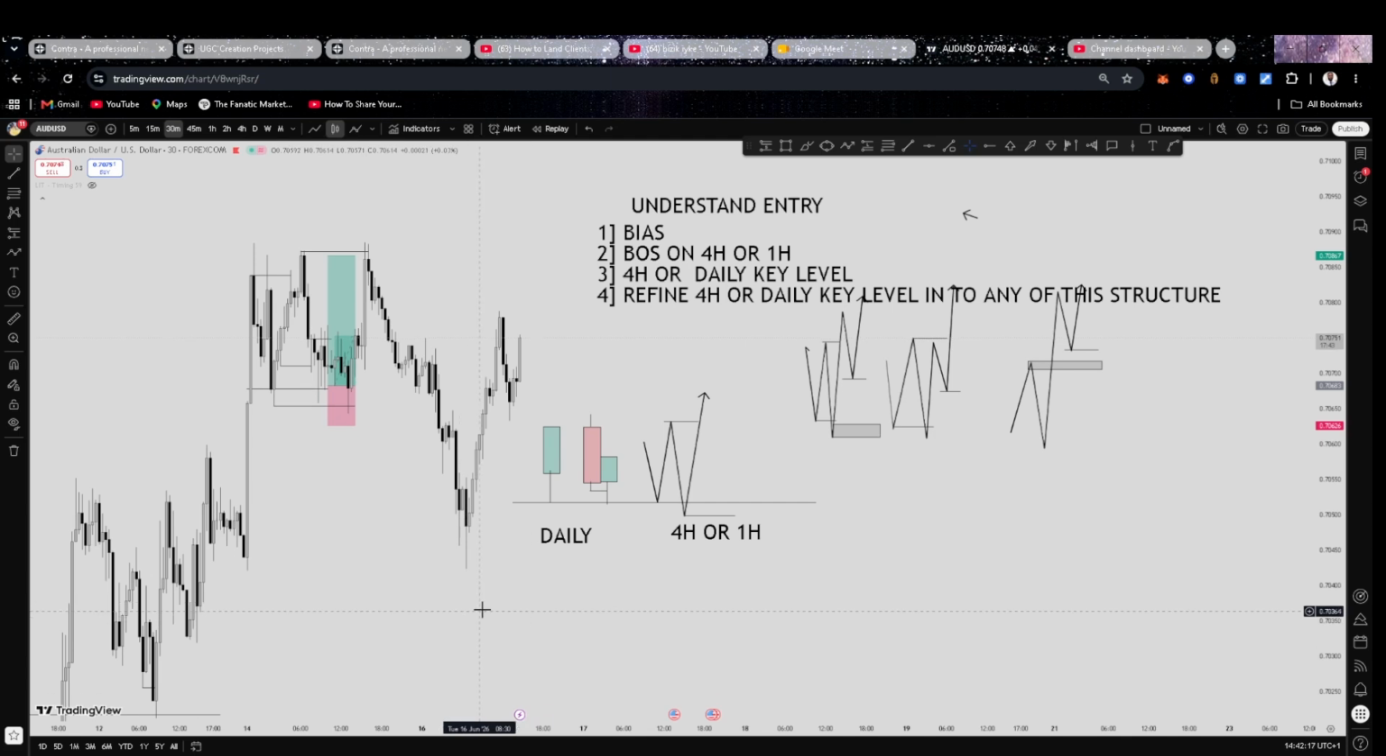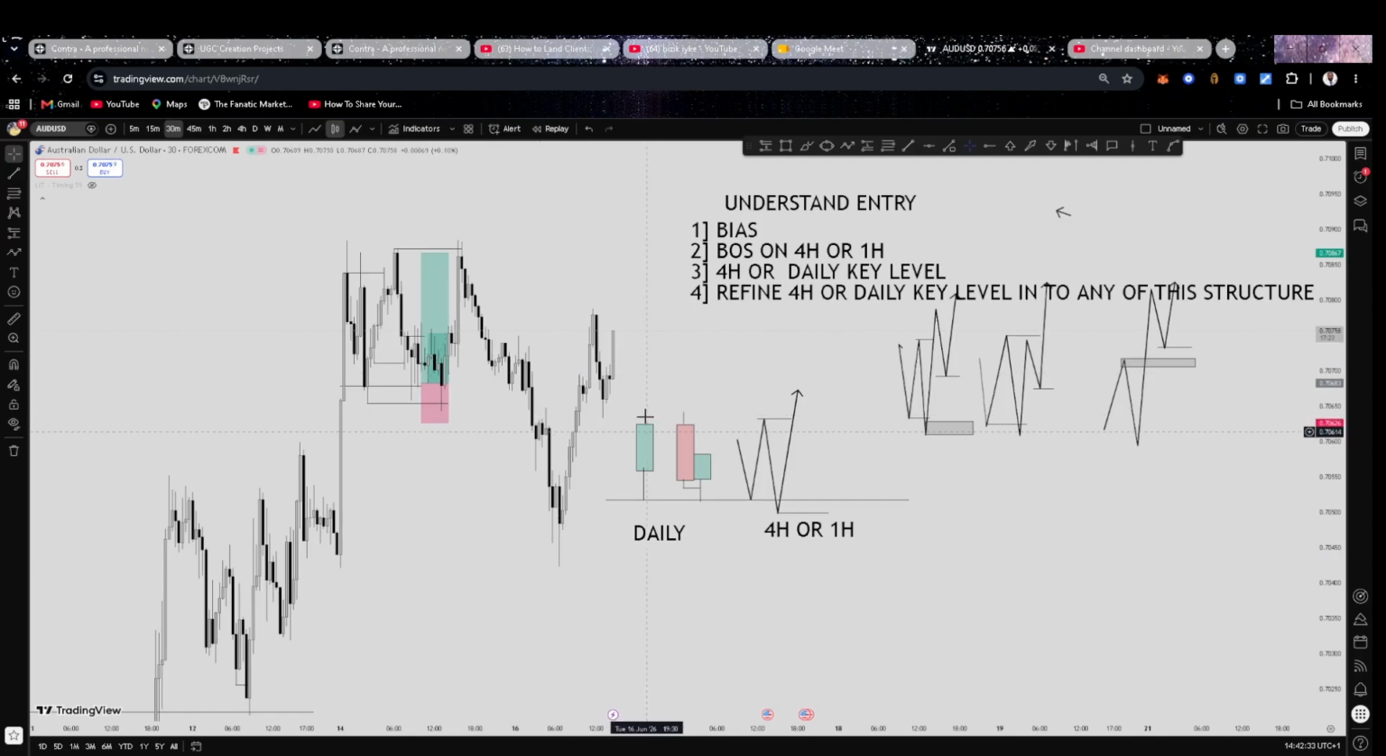And how do you get your bias? I use 4 methods, but I'm going to show just 2 methods, which are the most important, and they work perfectly. We have the rejection method, and this, the CRT method. The rejection method is when price rejects a key level, and whenever price reacts from a key level, you need to see a break of structure.